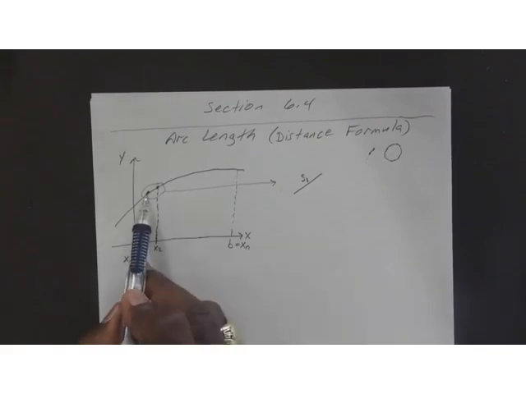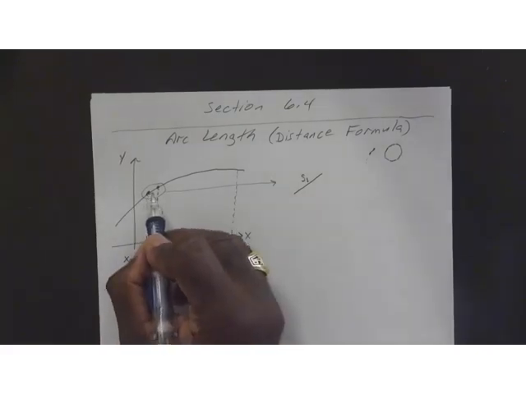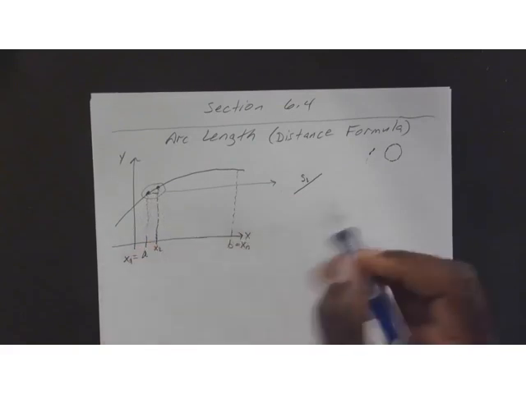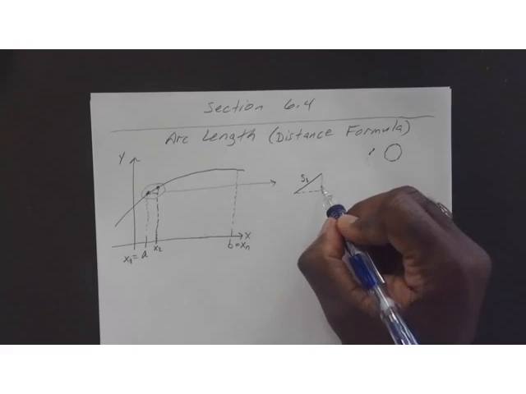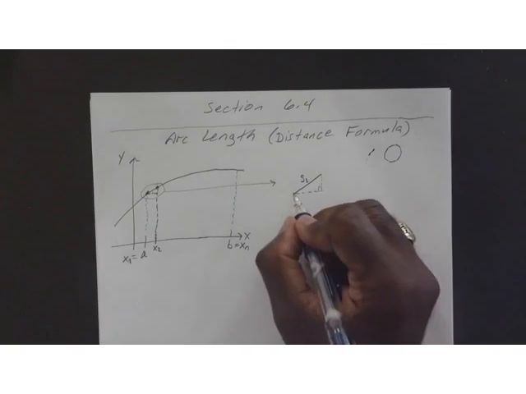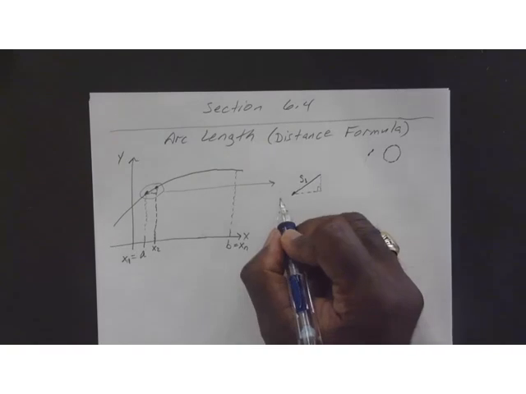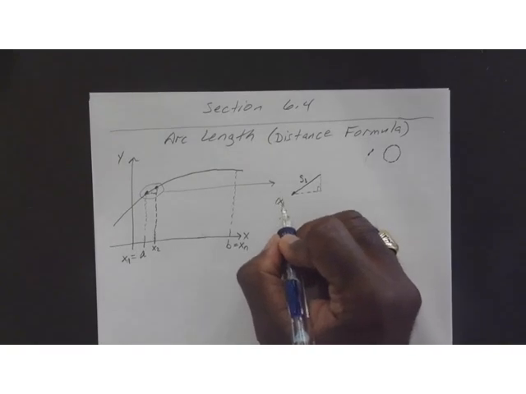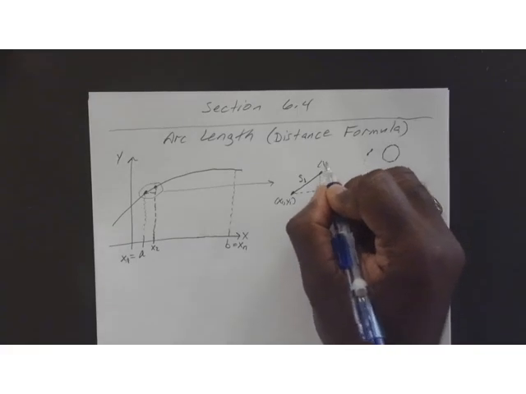Okay. Well, if we zoomed in close enough to where that appears to just be a straight line, then that means we can draw a line here and a vertical line there and create a right triangle. Where this point is our x1, y1. And this point is our x2, y2.